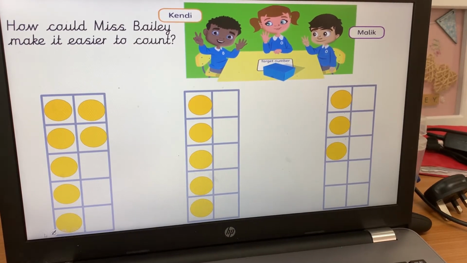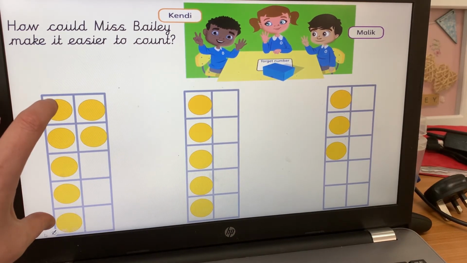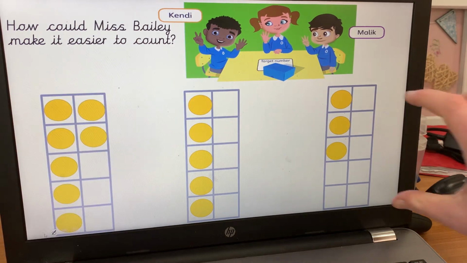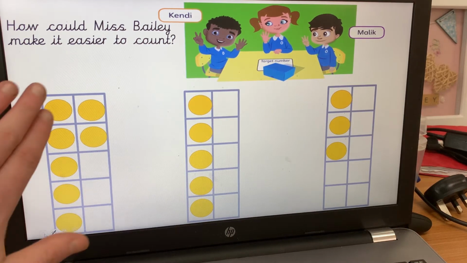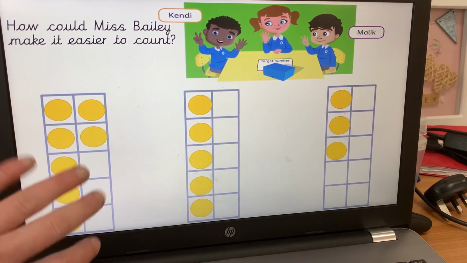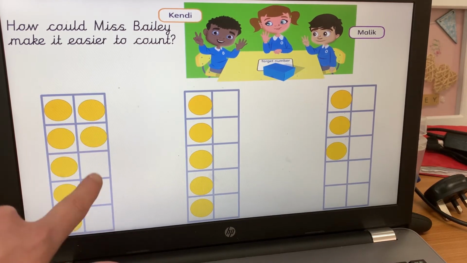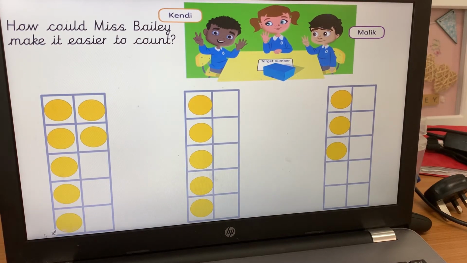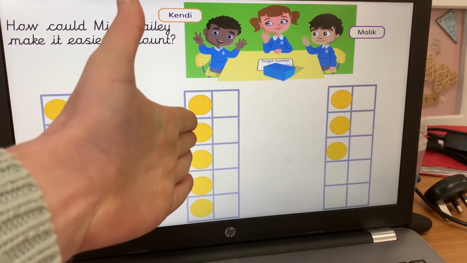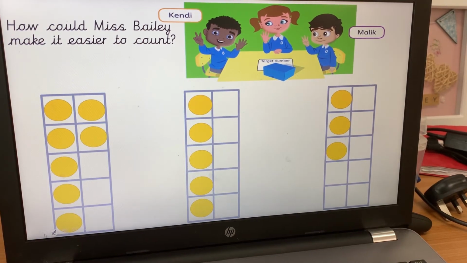Now I'm thinking about how I could make it easier to count. I can see I've got Kendi's number of fingers here, I've got Lily's here, and I've got Malik's here. But I could make it a lot easier by doing something with those counters. I could move them. So I know that Kendi has 7, and I want to try and fill this 10 frame up. So I can see that I need 1, 2, 3 more counters to make this 10 frame full. So I could move 3 from Lily if I wanted to, but there might be something easier. Can you spot it?